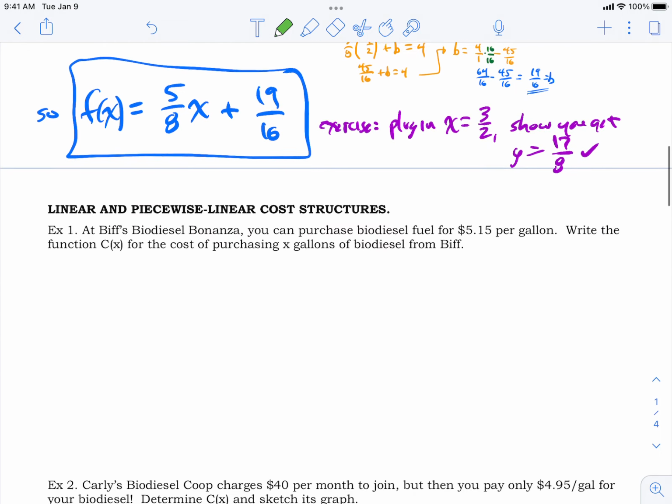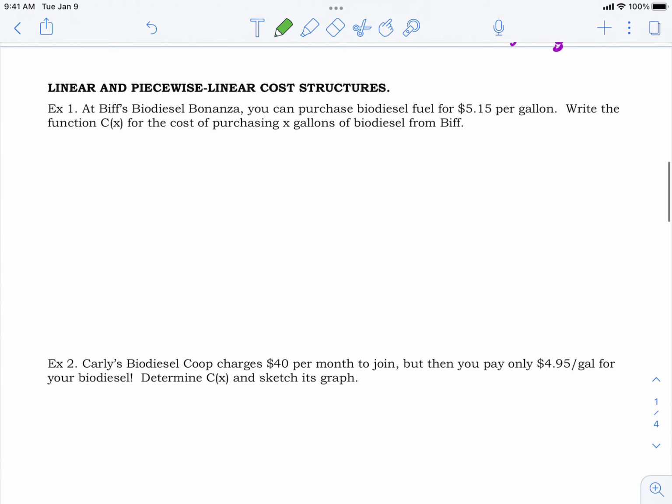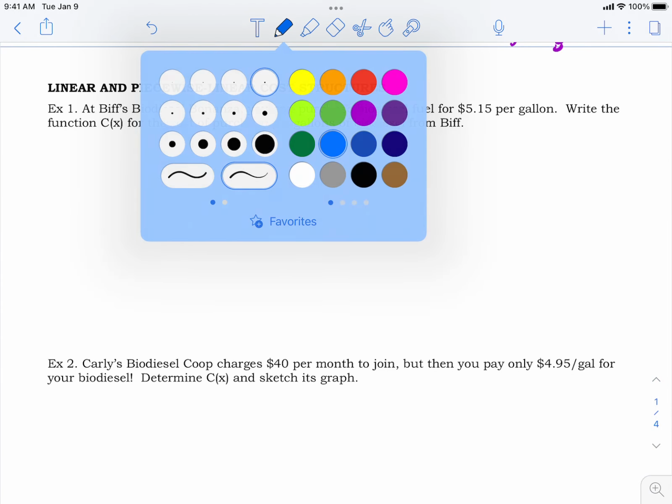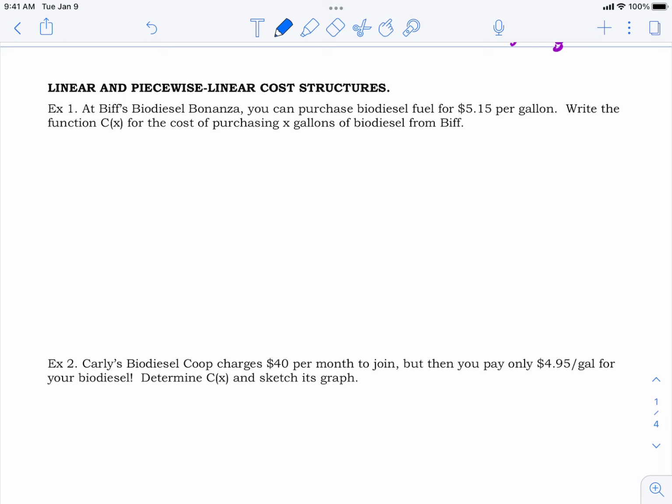Works great. So here's the main beef for today, these cost structures. I want to play with cost structures. Why do I want to play with cost structures? Because, well, I guess because they happen a lot. Is that a good enough reason? There's lots of them out there.